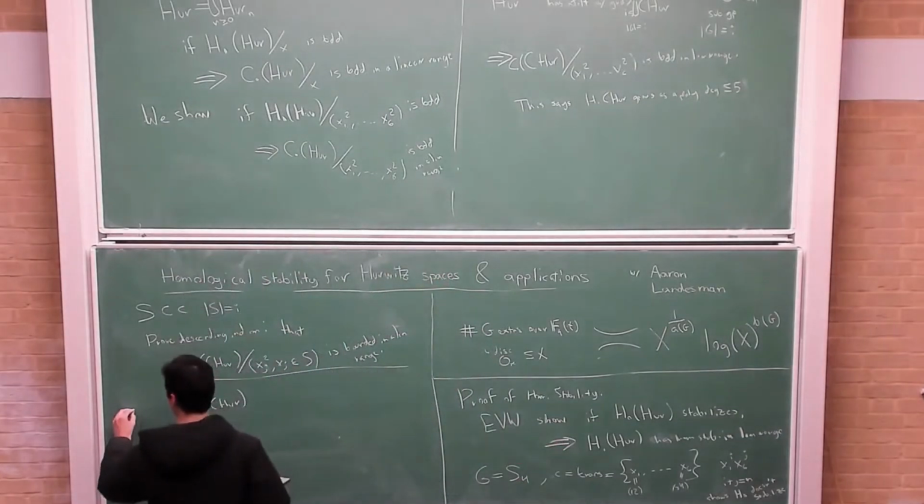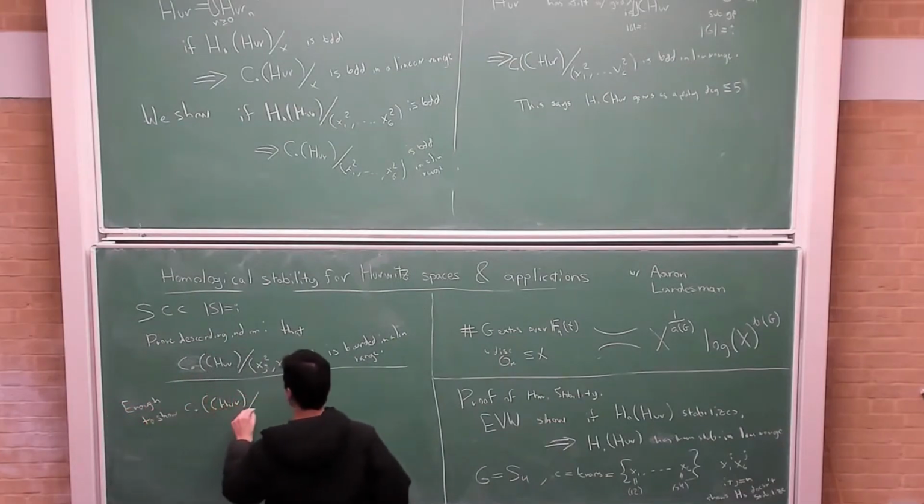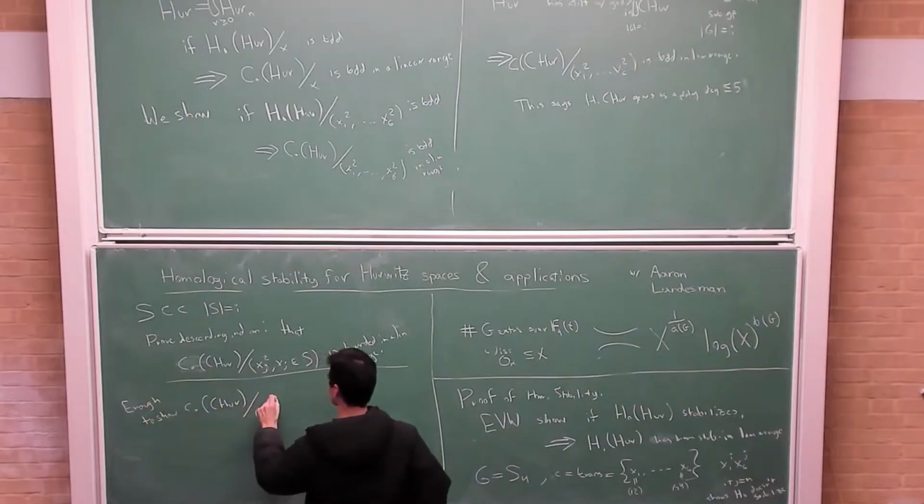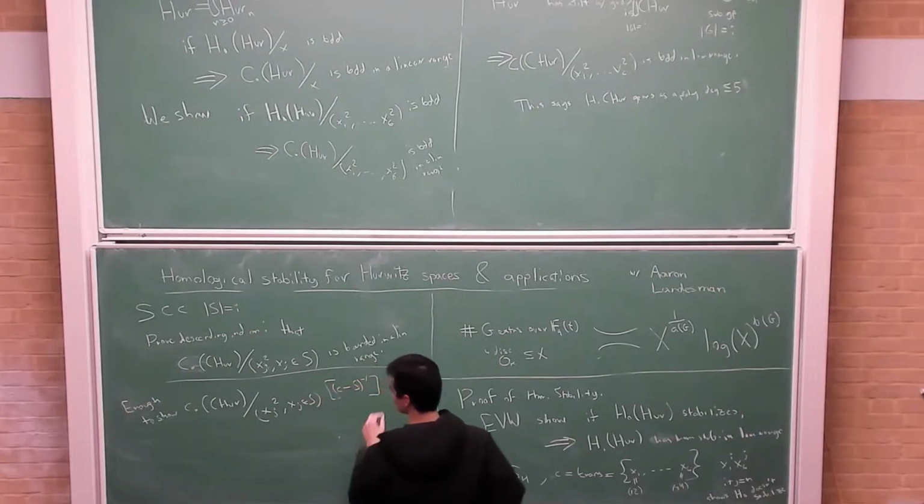So it's enough to show that if you take these quotients and then you invert all of the elements that weren't in the subset, so C minus S, let's write it like that, we need to show that this is 0.